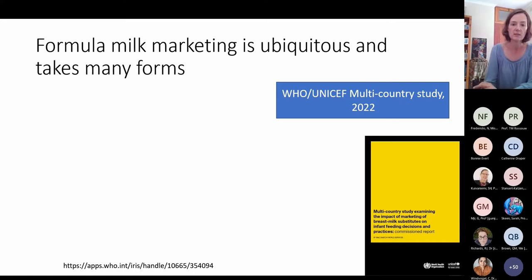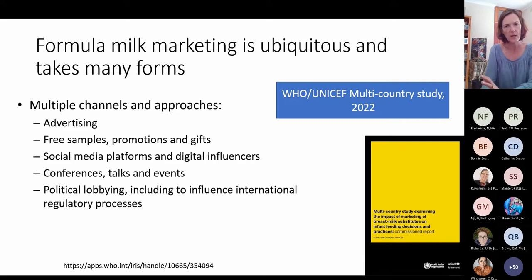And what the study found was that formula milk marketing is ubiquitous and takes many different forms. The multiple channels and approaches used include traditional advertising, free samples, promotions and gifts, advertising through social media platforms and particularly through digital influencers, conferences, talks and events, as well as political lobbying, including to influence the international regulatory processes.